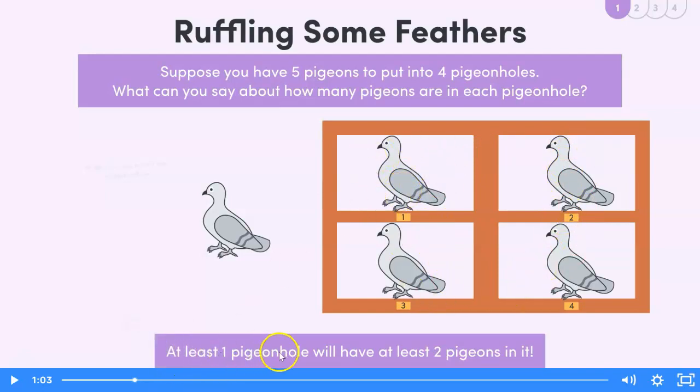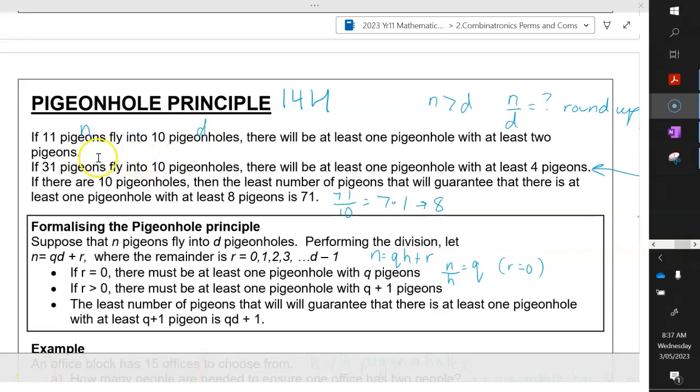So we say that at least one pigeonhole will have at least 2 pigeons in it, and that's assuming they're all distributed evenly. Otherwise, we might have another hole that has multiple pigeons in it. Basically what the principle is saying is we have 11 pigeons and they fly into 10 pigeonholes, and I've named N as my pigeons and D as my pigeonholes because I'll show you a little formula in a moment. If 11 pigeons fly into 10 pigeonholes, there'll be at least one pigeonhole with at least 2 pigeons in it, and that's pretty much common sense if you think about what's happening there.